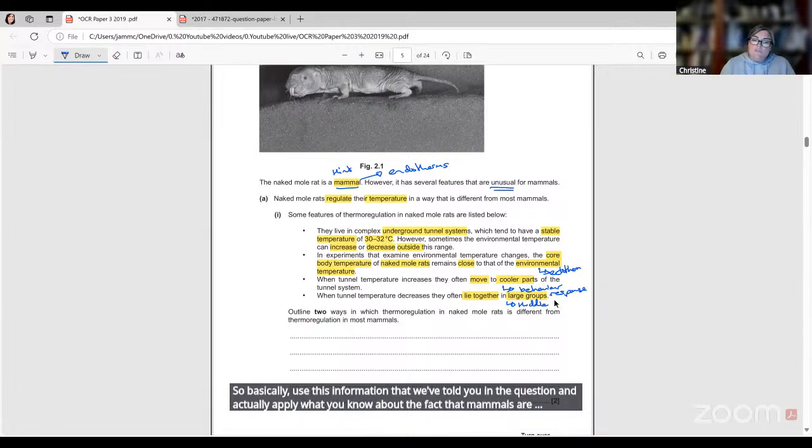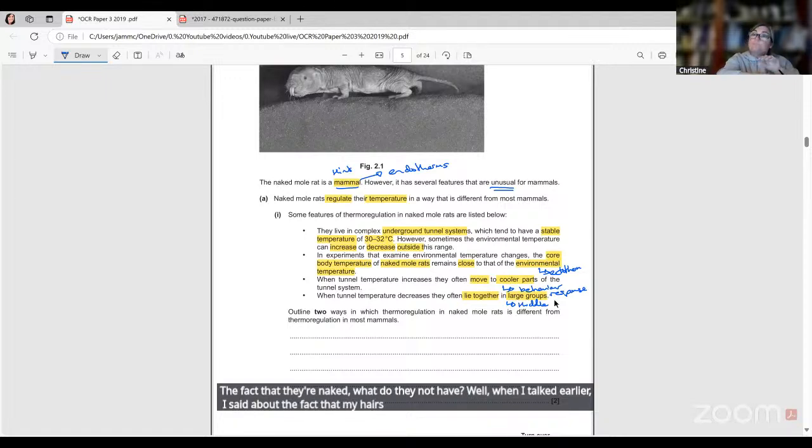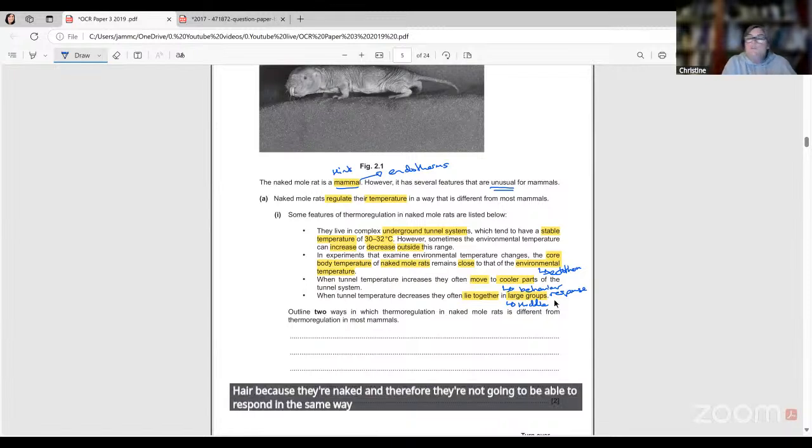So the fact that they're naked, what do they not have? Well, when I talked earlier, I said the hairs are going to stand up because my piloerector muscles are going to contract, causing the hairs to stand up so that I get a trapping of a layer of air. These are naked mole rats. They do not have that hair because they're naked, and therefore they're not going to be able to respond in the same way that we would. So there's no fur, no hair to trap that layer of air.